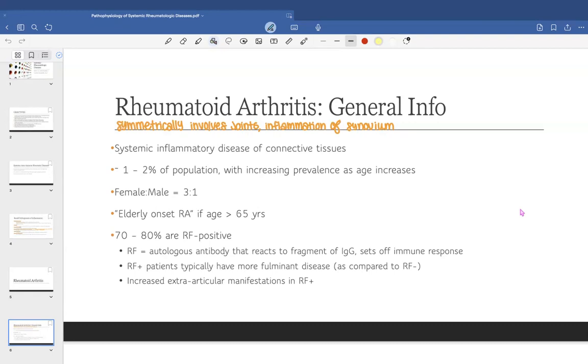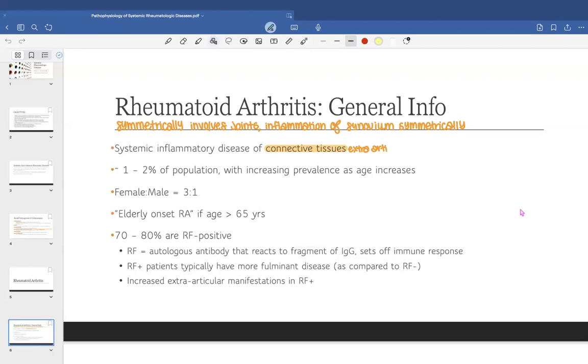It is a small percent of the population, but I guarantee that you will see patients with rheumatoid arthritis. And it tends to affect females much more than males. And there is an elderly onset of rheumatoid arthritis that occurs even after the age of 65. Not as common, but it occurs.